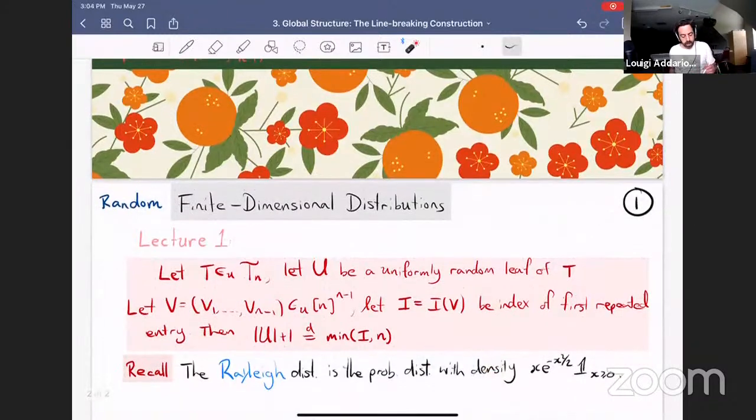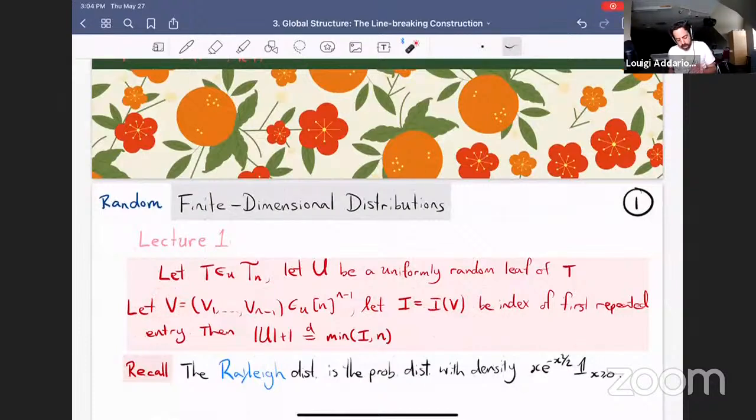So we saw that if we take a random tree with vertices 1 up to n and pick a random leaf of that tree, then the height of that random leaf plus 1, or equivalently the number of vertices on the path from the root to the leaf, has the same distribution as the minimum of I and n, where I is the first repeated entry in the sequence V that we got under the bijection.